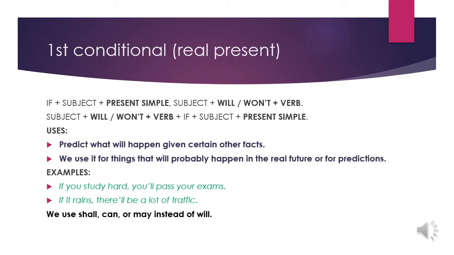The first conditional. Real present. We use present simple in the if clause and future simple in the main clause. Uses. To predict what will happen given certain other facts. We use it for things that will probably happen in the real future or for predictions. For example, if you study hard, you will pass your exams. If it rains, there will be a lot of traffic. We also use shall, can, or may instead of will.